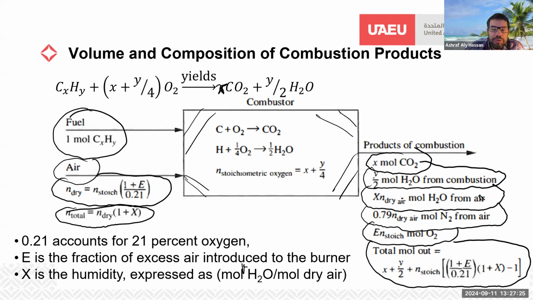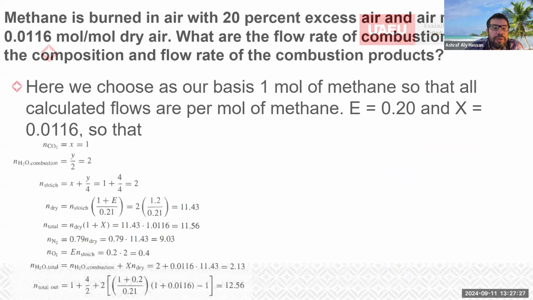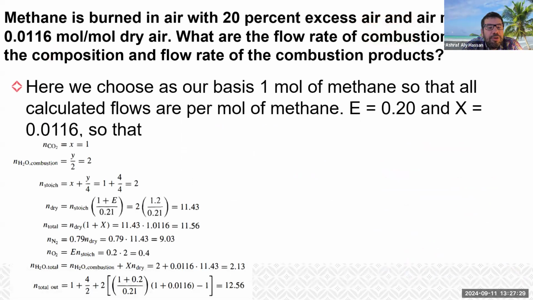Let's try to see this in an example. In this example, we're saying methane is burned in air with 20% excess air and air moisture of 0.0116 mole per mole of dry air. What are the flow rates of combustion air and the composition and flow rate of combustion products? So here we choose our basis as 1 mole of methane so that we can calculate the flows per mole of methane. E is equal to 0.2 and X is equal to 0.0116.